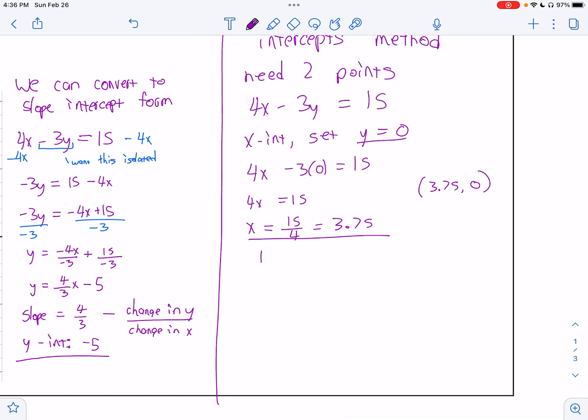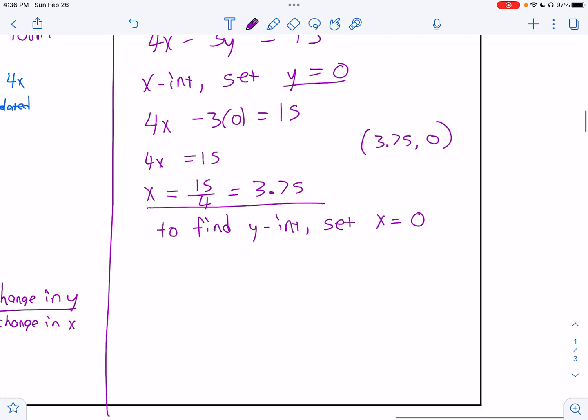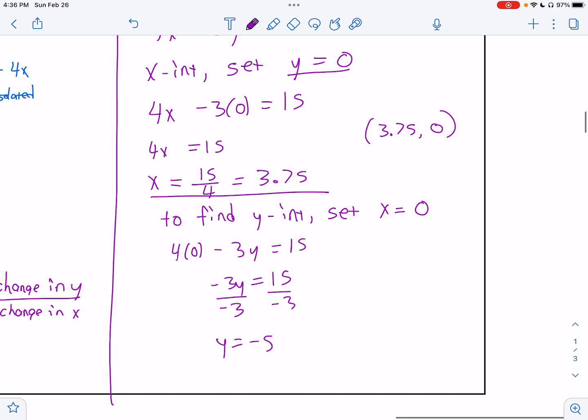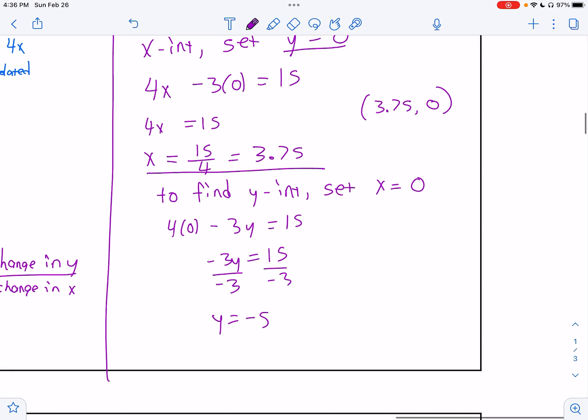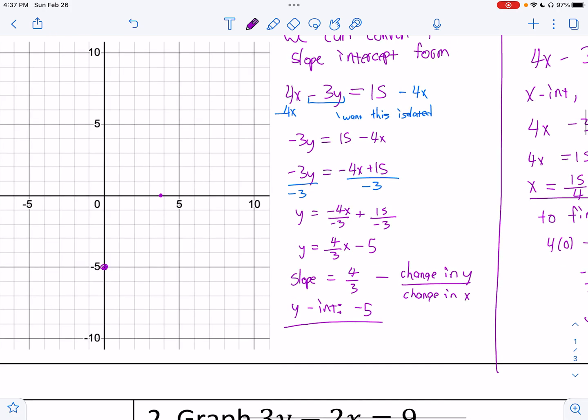So to find a y-intercept, I set x equal to 0. And also true for every equation ever, right? Y-intercept means that x is 0. So 4 times 0 is 0, minus 3y equals 15. So negative 3y equals 15. Divide both sides by negative 3, and y equals negative 5. Which, like I said, we already knew that. So my y-intercept is 0, negative 5, and I can go add that point, and now I have 2 points, so I can draw a line.